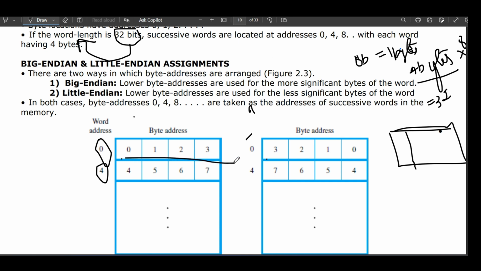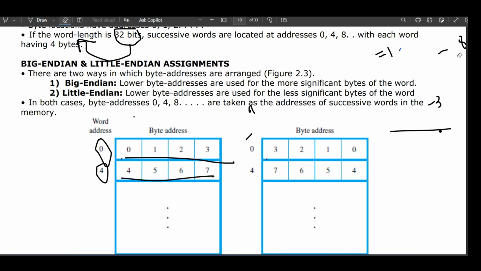So here I will have one word, here I will have another word. This is what they're trying to tell. I hope that this basic concept is clear for you all. If it is clear, now we will be able to understand what is big Endian and little Endian. Okay, fine.